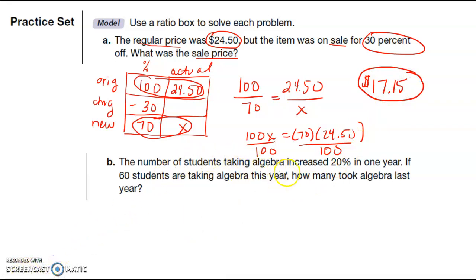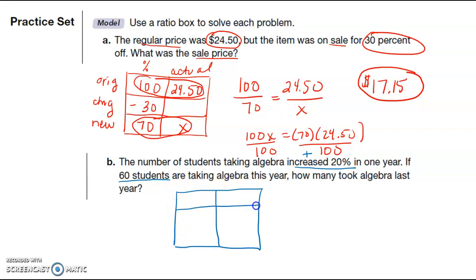The number of students taking algebra increased, so this is a positive, by 20% in 1 year. If 60 students are taking algebra this year, how many took algebra last year? Okay, same type of ratio box with the original, change, new. Original's 100%. It increased by 20%, so I'm going to add that, so my new is actually greater than 100%. If 60 students are taking algebra this year, so that's new, how many took it last year?